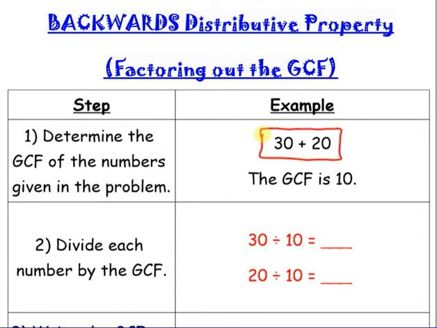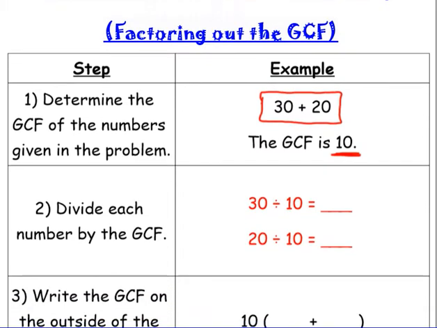Okay, so in backwards distributive property, this is what your problem is going to look like. Now, ask yourself, are there any parentheses there? No. So if there's no parentheses and it's asking you to use distributive property, you're going to work backwards. The first thing you're going to do is look at the two numbers and find the GCF. The GCF, remember, is greatest common factor. What's the biggest whole number that goes into both of those numbers evenly? In this case, it's going to be 10, okay?